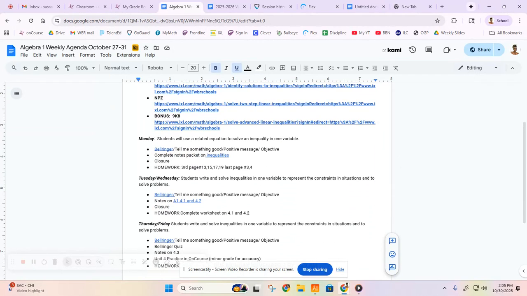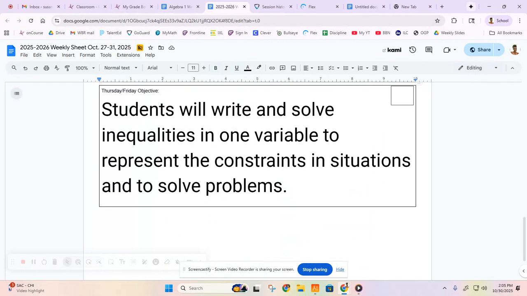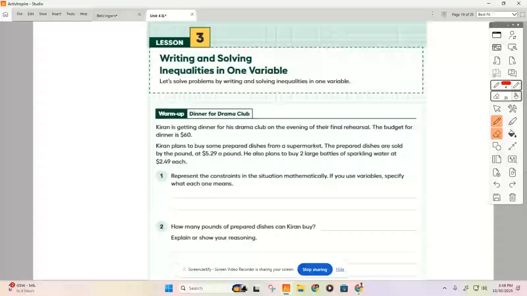So your objective for today is the same as it was yesterday. Students will write and solve inequalities in one variable to represent the constraints and situations and solve problems. Unit 4, again, we're writing and solving inequalities in one variable. So here we are with our word problem. Remember, the more we do these, the easier they get.